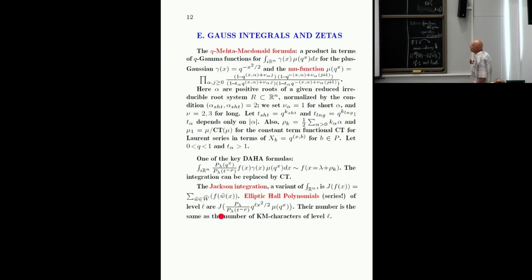Cherednik's attack isomorphism: the number of elliptic Hall polynomials coincides with the number of Kac-Moody characters of level L. Exactly, because of some periodicity. Potentially, there are infinitely many of them, but you don't need so many. You need exactly the number which equals the level L here. Okay, so elliptic Hall polynomials.